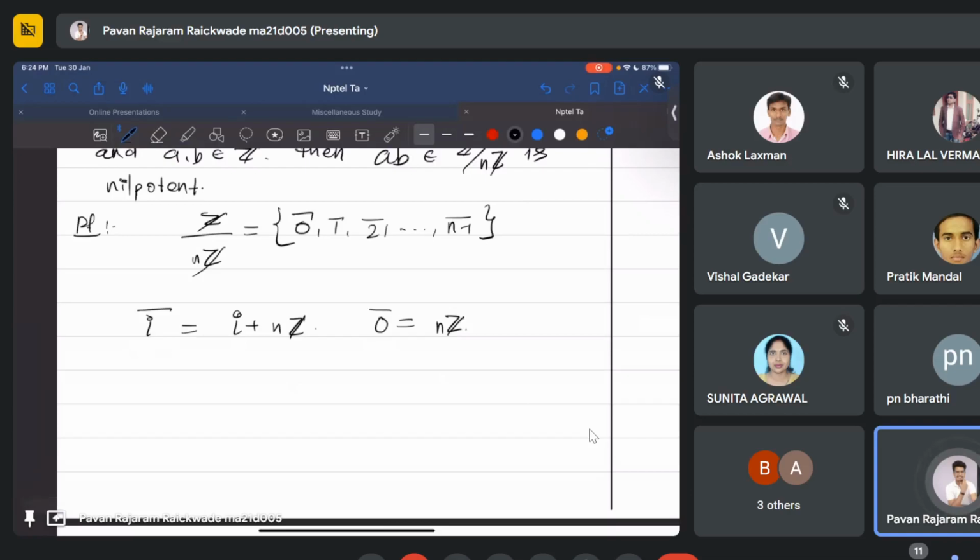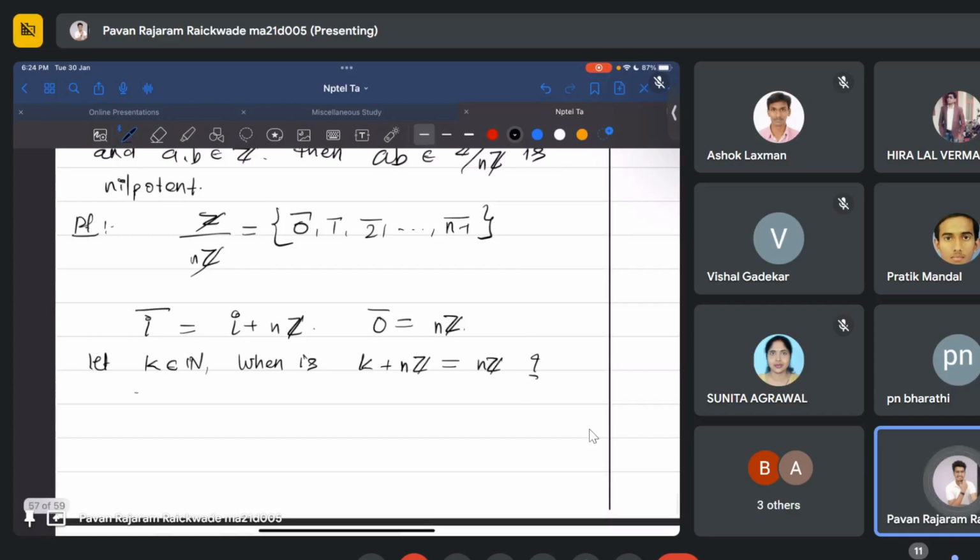If I take any natural number k, let's say, when is k plus nZ equal to nZ? This happens if and only if k is a multiple of n, if and only if n divides k. I mean, k has to be a multiple of n, then only these sets are the same.